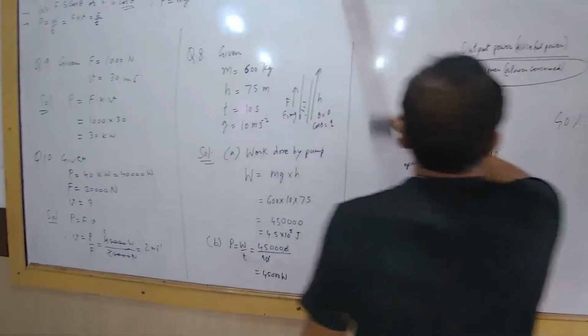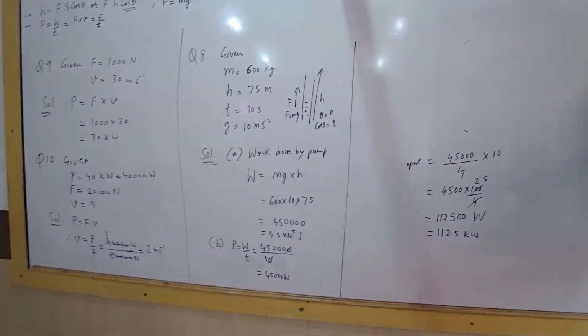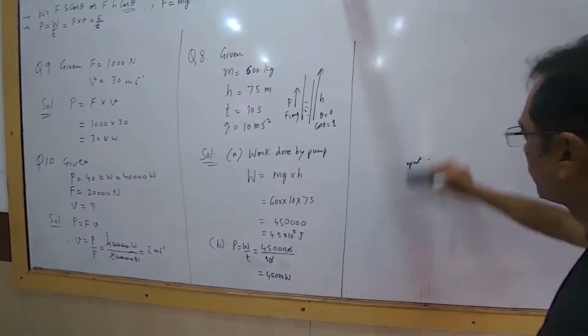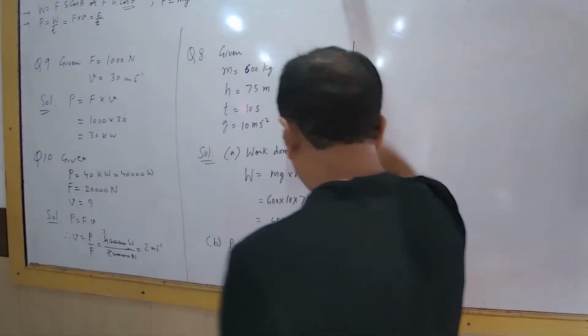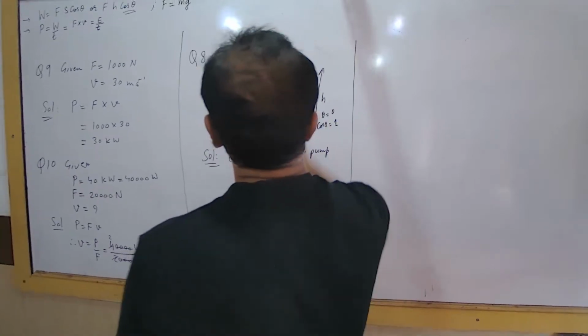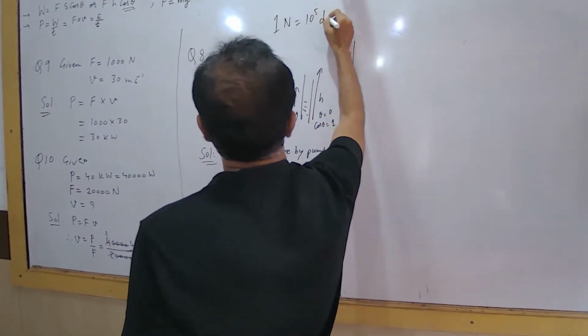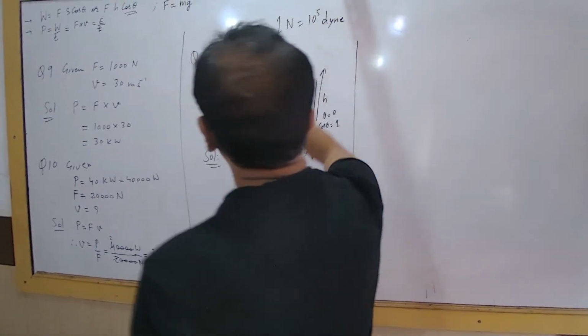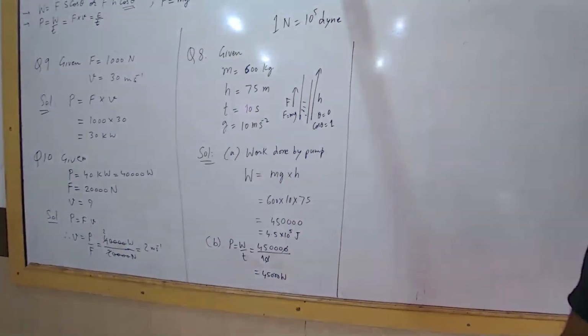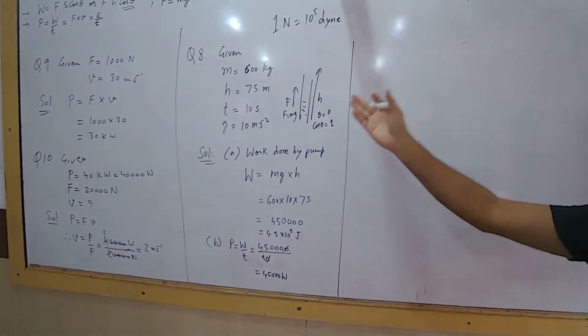And sir, I have one more doubt: one Newton is equal to how many dynes? 1 Newton is 10 raised to 5 dynes, right? So 1 dyne will be 1 by 10 raised to 5. So you have to know these relations.